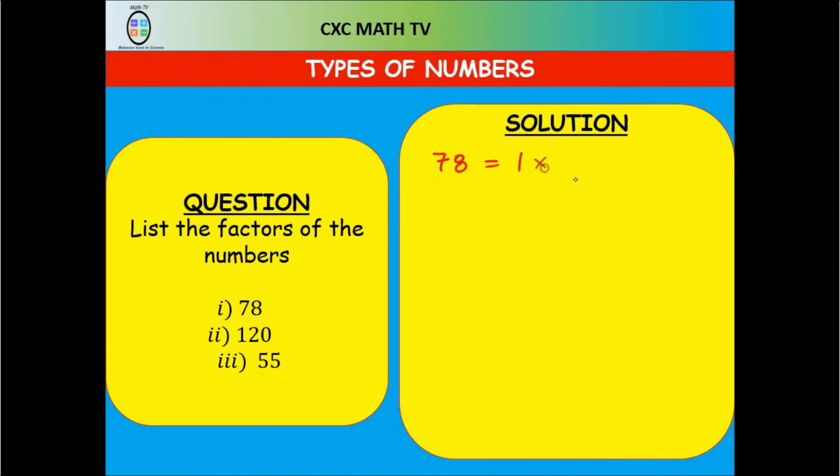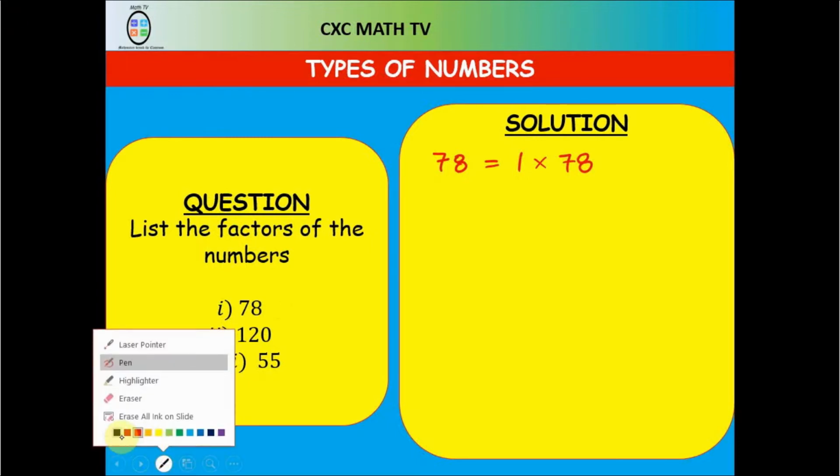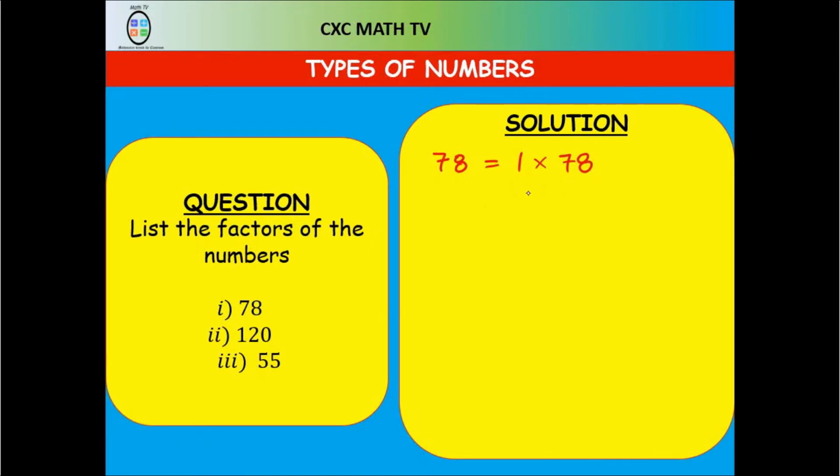I can say 78 is 1 times 78. Isn't that so? 1 times any number gives us back that number. Magical. So in that case now, remember, the 2 numbers that we multiply to get the product, these are factors. So already we get 2 factors of 78: 1 and 78.